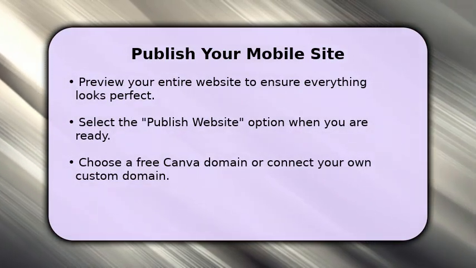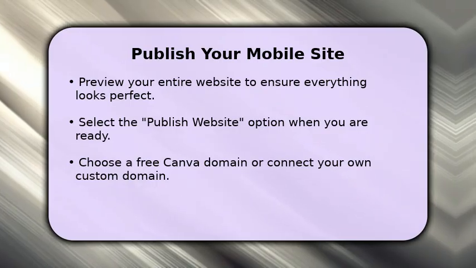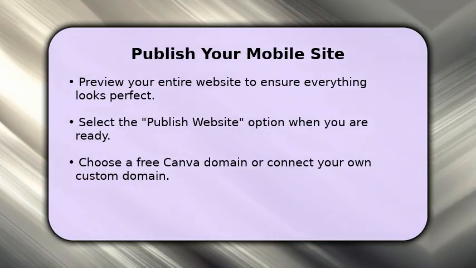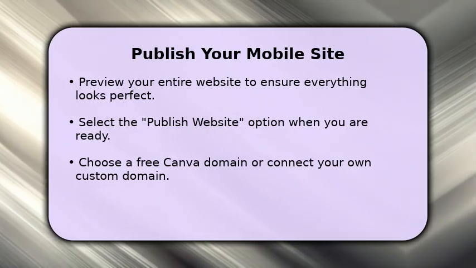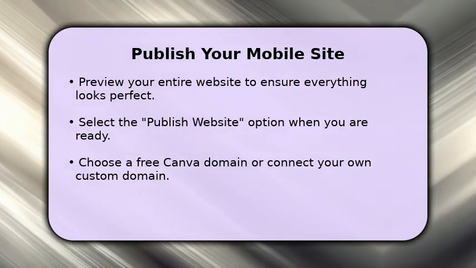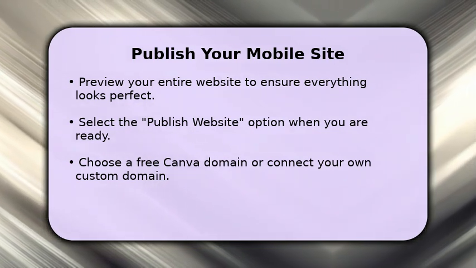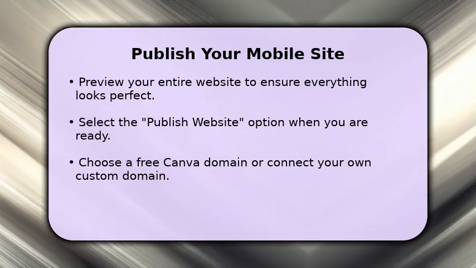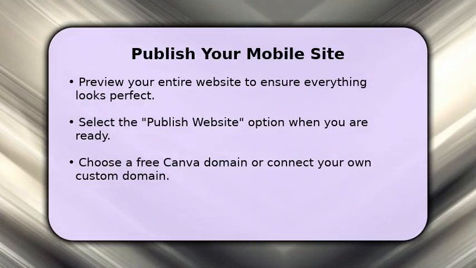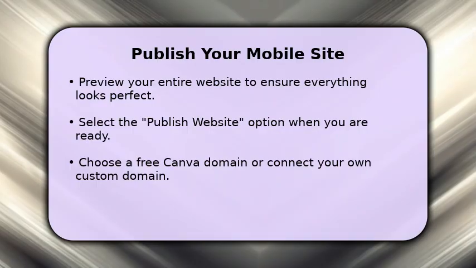Once you are happy with your design, it's time to publish. Before going live, always preview your website to check for any last-minute adjustments. When everything looks great, tap the Publish Website button. Canva offers a free domain, or you can connect your own custom domain for a more personalized touch. Your new website will be live and accessible to everyone in just a few moments.